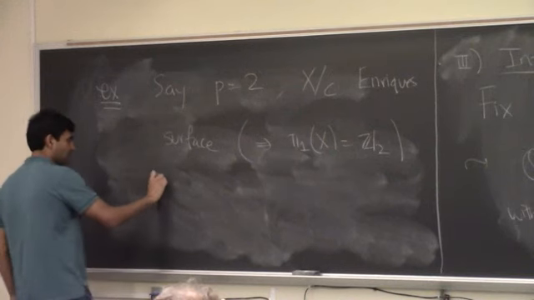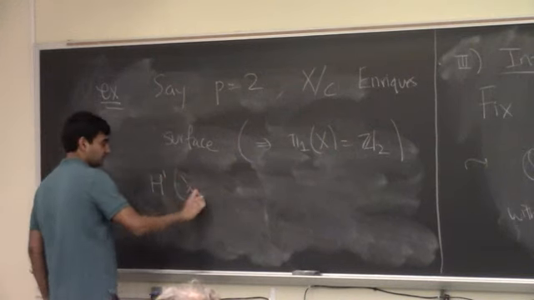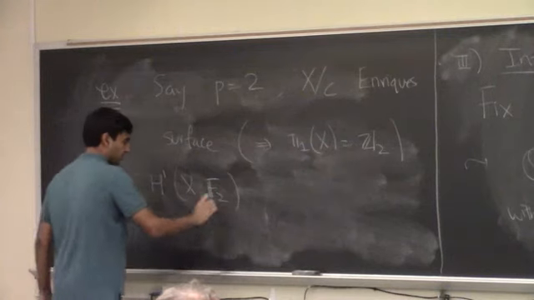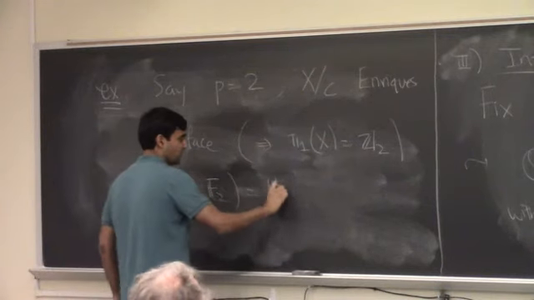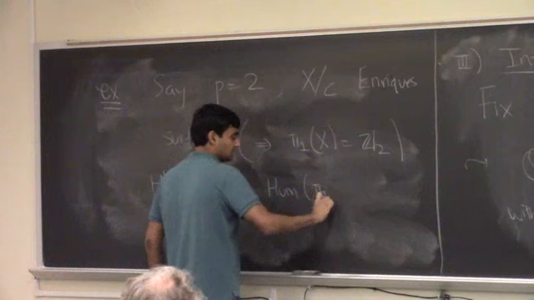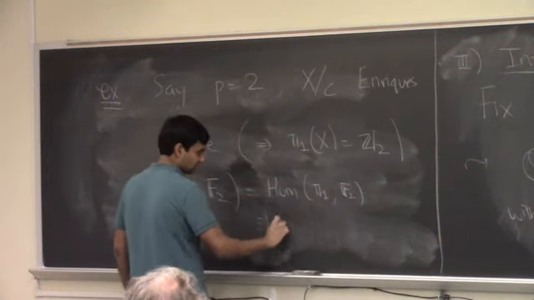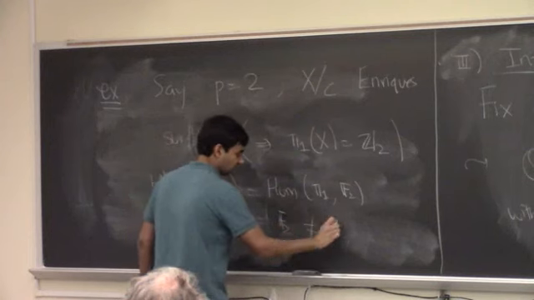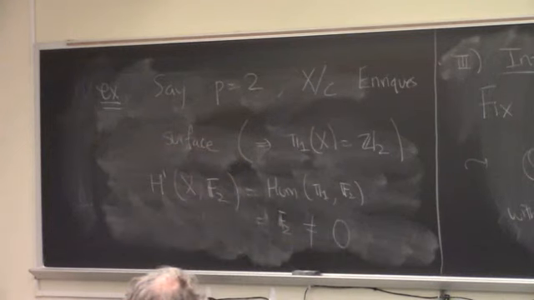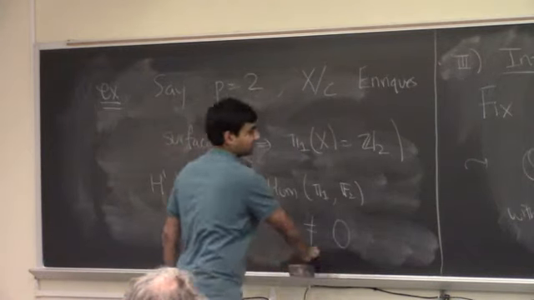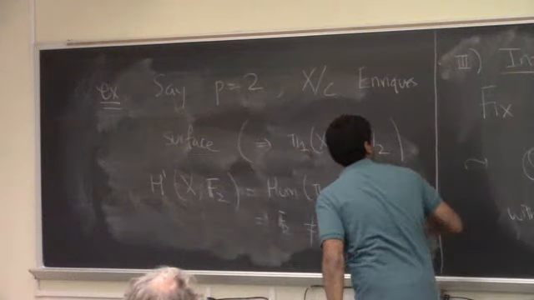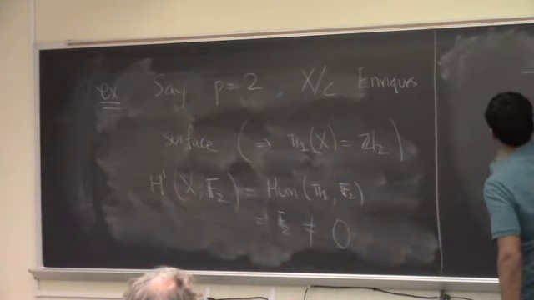Because X is an Enriques surface, if you think about what H1 of X with F2 coefficients is, this is always just Hom from pi 1 into F2. But pi 1 is Z mod 2, so this is a one-dimensional vector space. In particular, it is not zero. So what does the theorem tell you in that case? It tells you that the left-hand side is non-zero, so the right-hand side should also be non-zero.